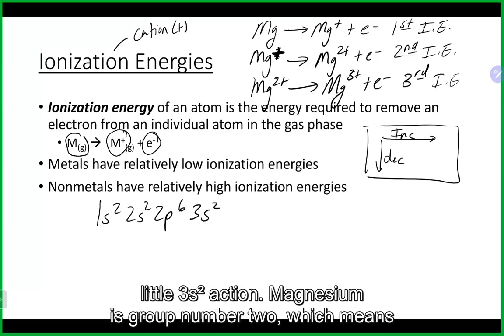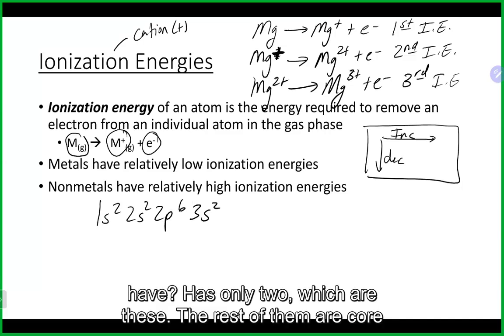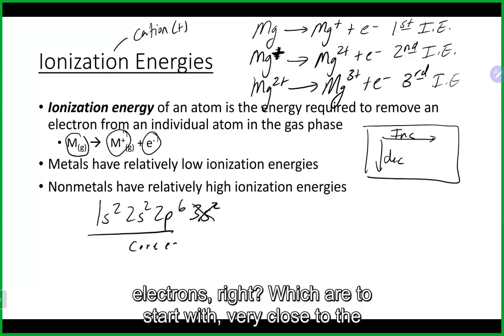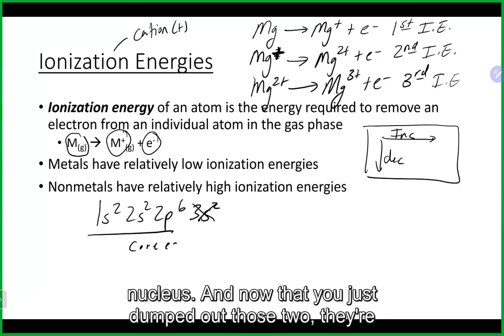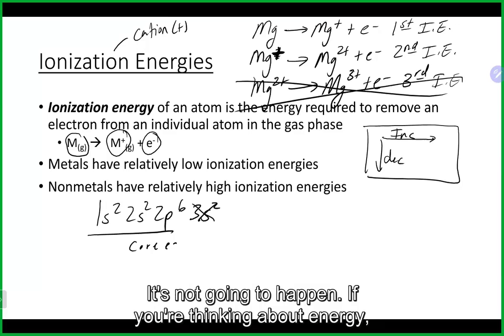Magnesium is group number 2, which means how many valence electrons does it have? It has only 2, which are these. The rest of them are core electrons, right? Which are, to start with, very close to the nucleus. And now that you just dumped out those 2, they're even closer to the nucleus. Good luck trying to make that happen. It's not going to happen.